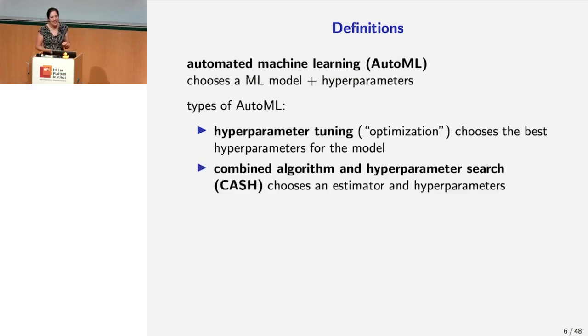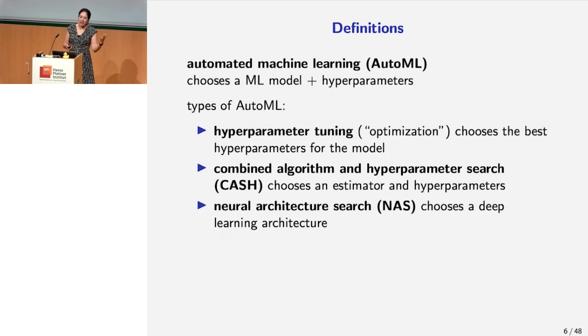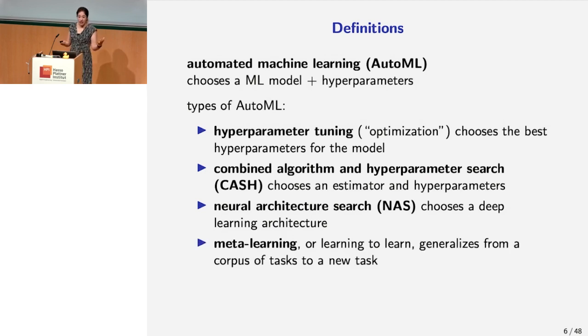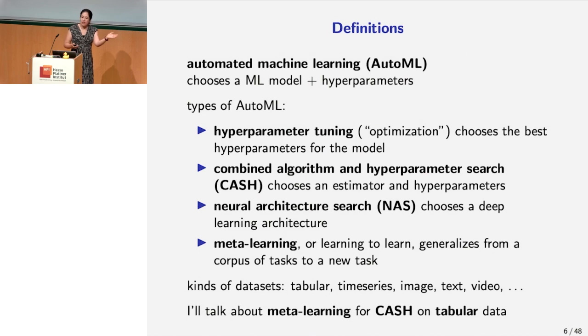So hyperparameter tuning. Okay, there's combined algorithm and hyperparameter search, which is the setting that we'll be working in mostly in this talk. Neural architecture search, meta learning, right, which is learning to learn, which is generalizing from a corpus of tasks to a new task. Okay, of course, different kinds of data sets demand different kinds of methods. Okay, but I'm going to talk about meta learning for combined algorithm and hyperparameter search, CASH, on tabular data.